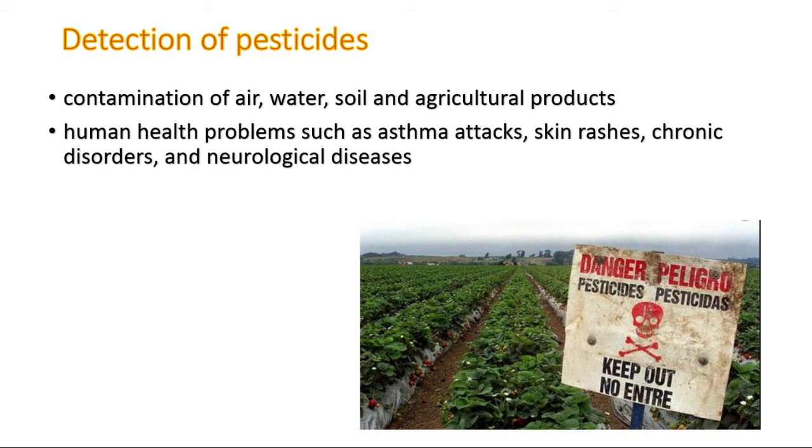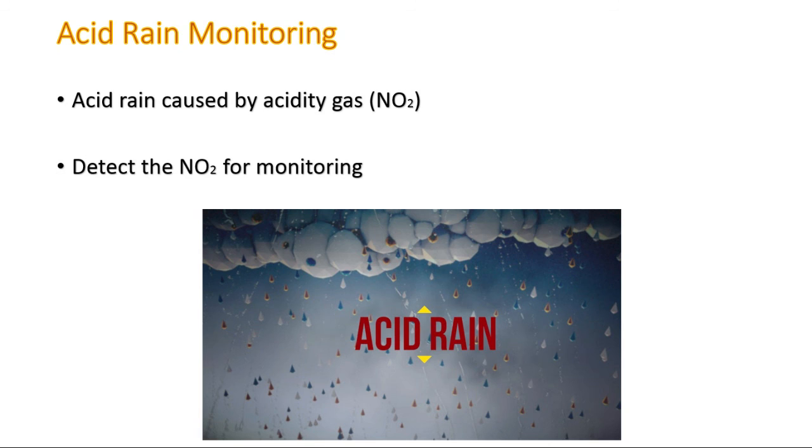Silicon nanowire biosensors can detect the pesticides which are regularly employed in agriculture worldwide, leading to the widespread contamination of air, water, soil and agricultural products. Absorption of acidic gas in rain causes acid rain, which could be detected for monitoring acid rain.